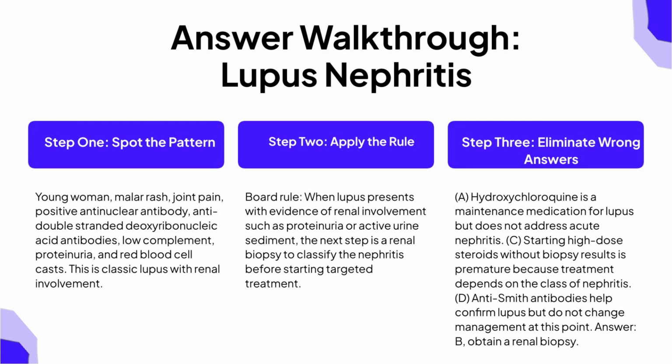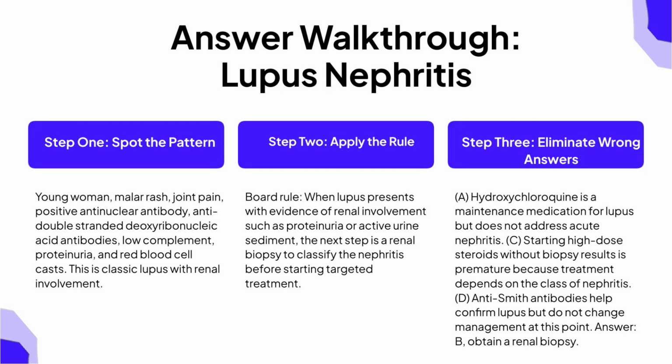Step 2. Apply the rule. When you see proteinuria and red blood cell casts in a lupus patient, that is lupus nephritis until proven otherwise. The board rule is that you need a renal biopsy to classify the nephritis because the treatment differs based on the class. Step 3. Eliminate the wrong answers.